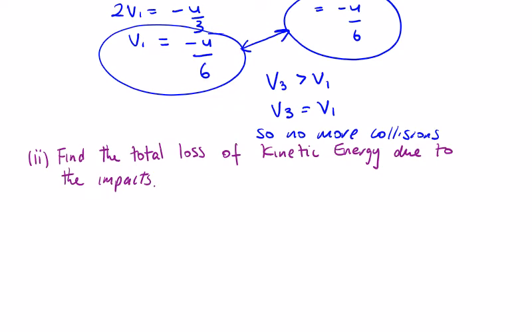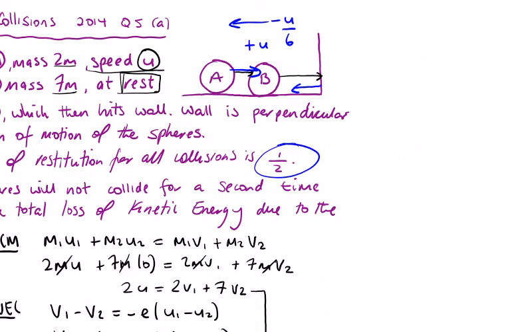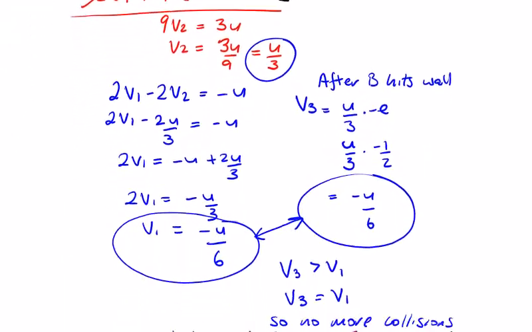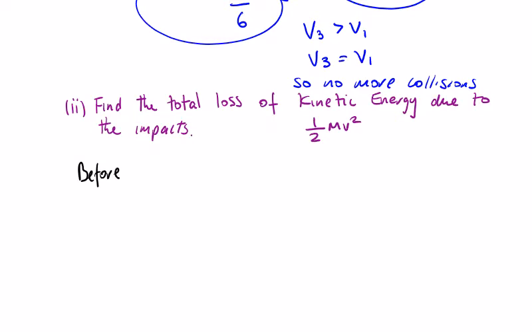Part 2 of this question, find the total loss of kinetic energy, 1/2 mv squared, due to the impacts. Okay, so we have A and B. B is at rest, so we're talking 0 for this one. So we have the kinetic energy of A before, and then we have the two kinetic energies afterwards, and both those speeds were u over 6, and the speed of A was u. So before is a half mv squared, and this is for A, and the mass was 2m, so a half 2m by u squared, which is just mu squared.